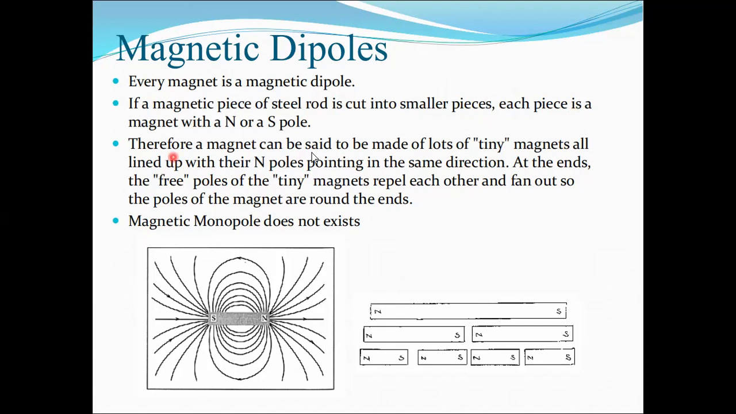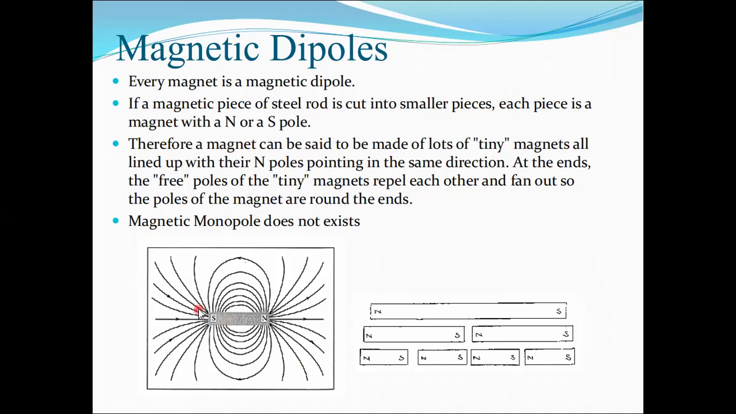Therefore a magnet can be said to be made of lots of tiny magnets all lined up with their north poles pointing in the same direction. At the ends, the free poles of the tiny magnets repel each other and fan out. So the poles of the magnet are around the ends. So the magnetic monopole does not exist. That means with a single pole, there will be no magnet.